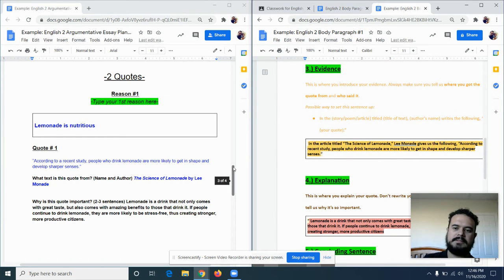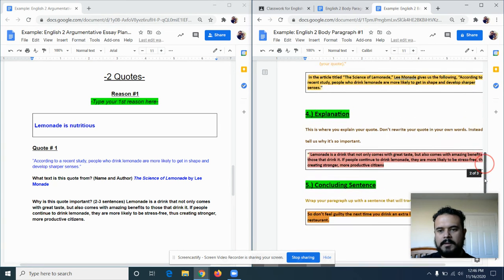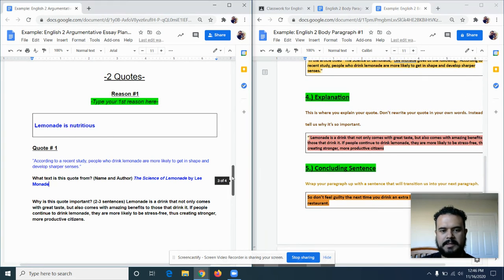So for evidence, this is what you want to do. In the article, poem titled whatever, so maybe in the poem titled Sonnet with Bird, Sherman Alexie writes the following. Fill in the blank and then copy your quote into this part right here. So like mine, in the article titled The Science of Lemonade gives us the following, and then I put my quote down. That's all you got to do. As long as you tell us who said it and where it came from, then you're good. Right after that, your explanation, you just copy and paste it.